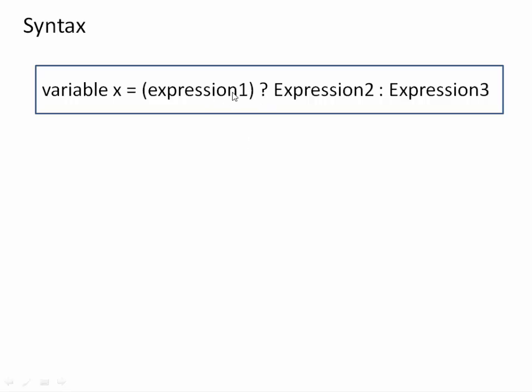So there is a first part, a second part and a third part. The second part will be evaluated if expression 1 is true, and the third part will be evaluated if the expression returns a false value. Expression 1 always returns a boolean value, either true or false. If it is true, the expression 2 value will be executed. If it is false, the expression 3 value will be executed.